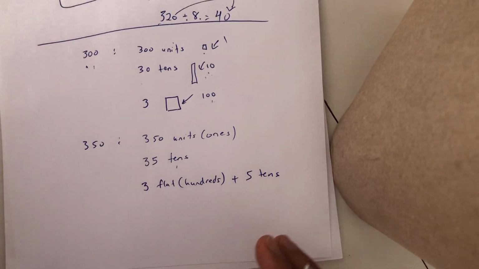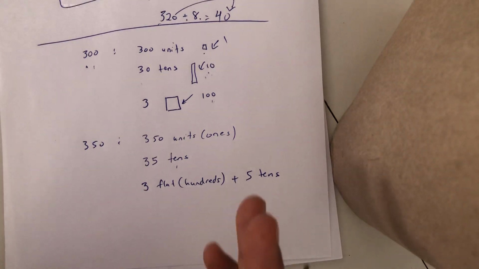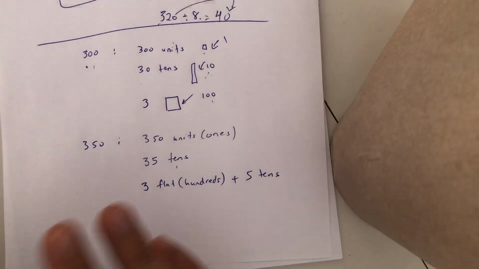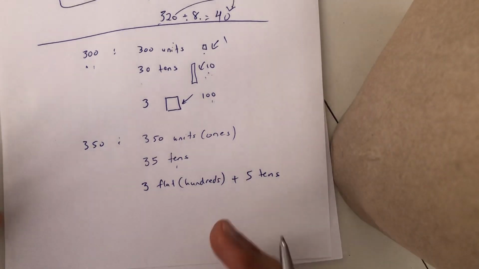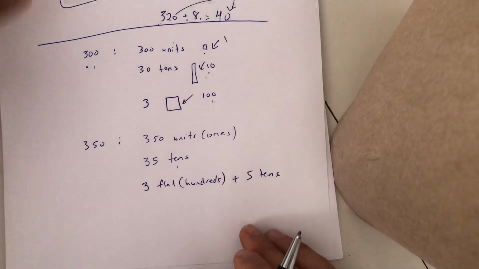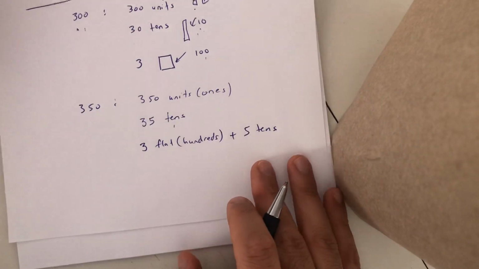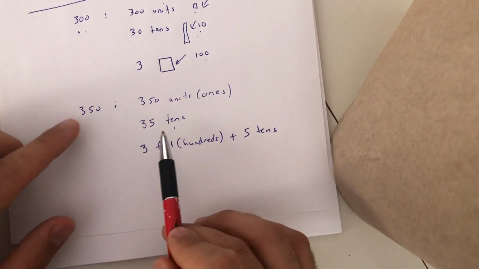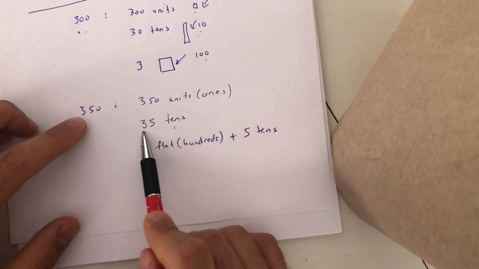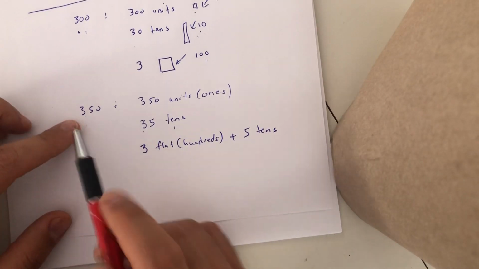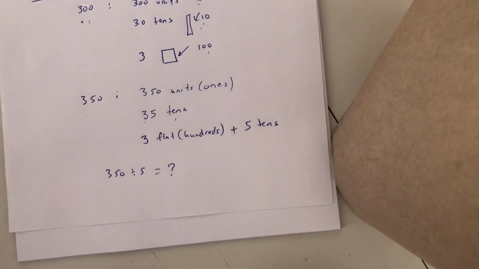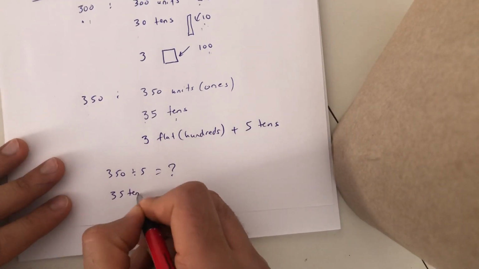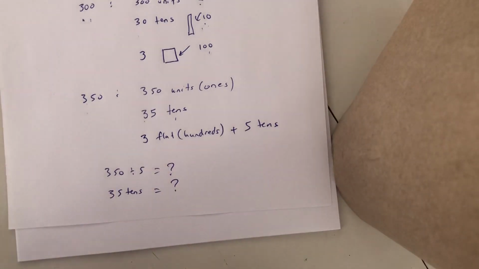Now, why am I using base 10 blocks in this lesson? I'm using base 10 blocks to show you that if I have a group of base 10 blocks and I divide it, or I split them up, what could the answer be? How much would everybody get? The reason why I'm using this is that instead of saying 350, I could say 35. So instead of saying 350 divided by 5 is equal to what? I could say 35 tens divided by 5 is equal to what? Okay, 350 divided by 5, that's a big number.